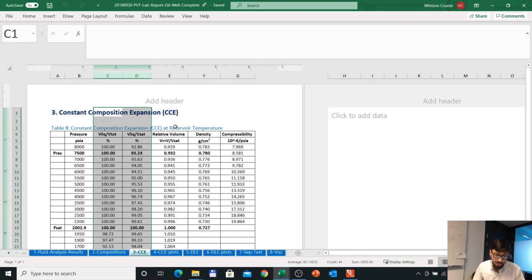So that's why we always recommend that no matter what kind of oil you have, low GOR or high GOR oil, if you are going for a CCE experiment, always ask the lab to provide you this relative oil volume data.